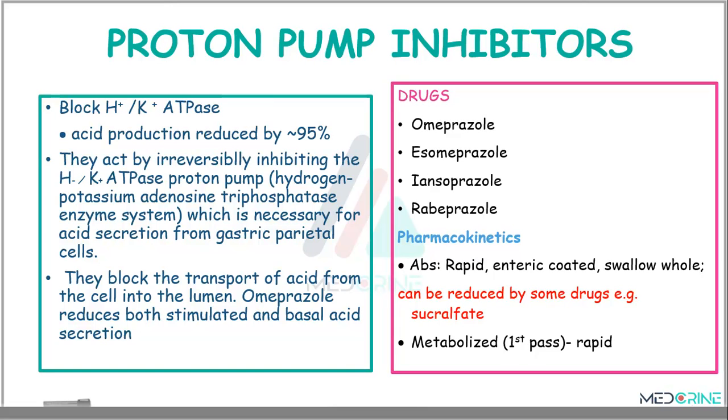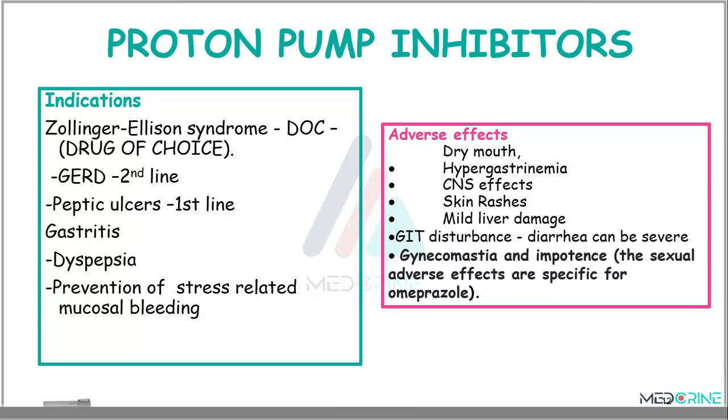The pharmacokinetics of the proton pump inhibitor is that if the absorption is rapid, they can be reduced by some drugs, for example sucralfate, and they are metabolized by a first pass effect in the liver rapidly. Proton pump inhibitors are the drugs of choice in the treatment of Zollinger-Ellison syndrome.